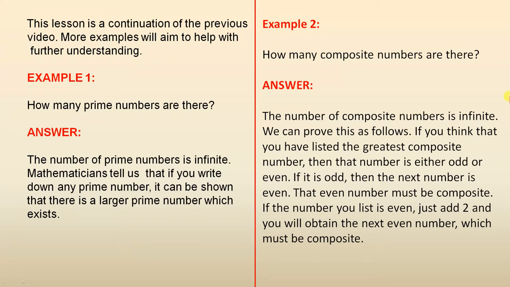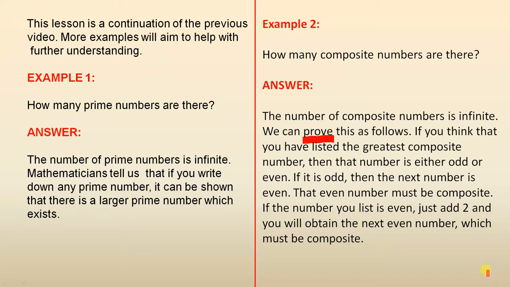We can prove this as follows. Now that's a pretty strong word here, prove. Well, let's see if it does come out, or it's not actually a proof, but very good common sense. If you think that you have listed the greatest composite number, then that number is either odd or even, because we saw earlier that composite numbers can be odd or even. So if you reckon that you have the largest composite number possible, it has to be odd or even.